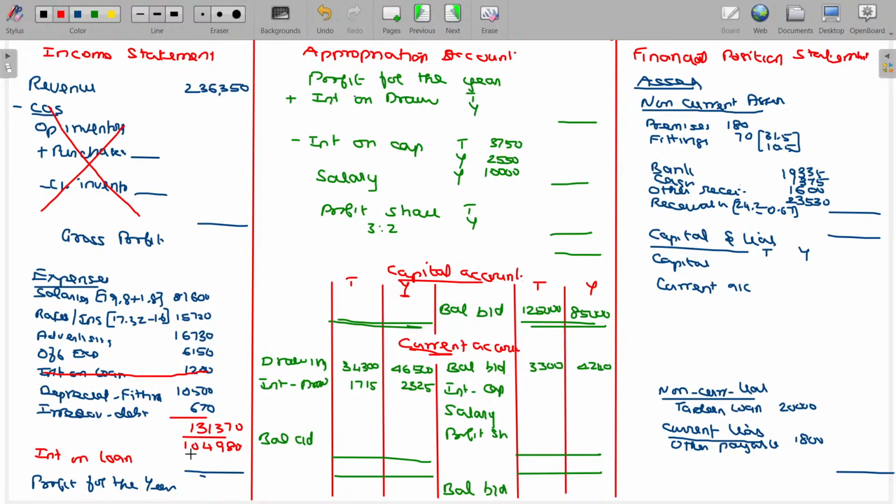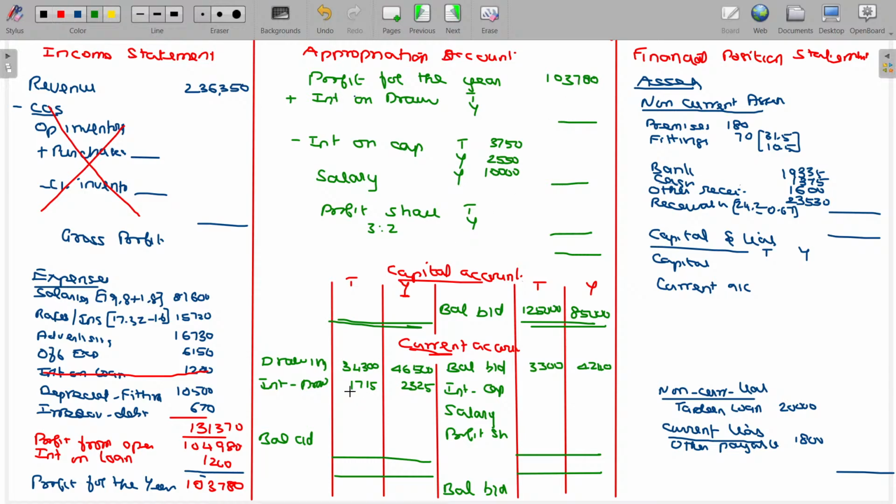Before subtracting interest on loan, the value I get here is called profit from operations. If you don't show it separately, of course, profit for the year will be the same. There will not be any impact. 1,200 is subtracted, so 1,03,780. This 1,03,780 becomes the amount for the appropriation.